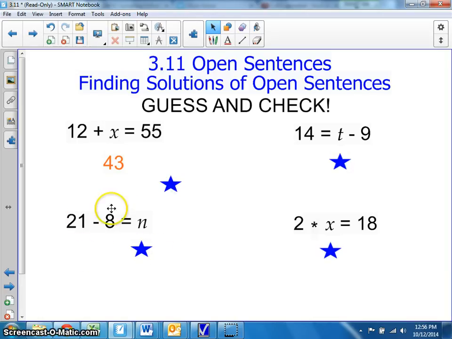This one, try this one on your own. 21 minus 8. Well, you know 21 minus 8. Figure out what n is worth. N equals 13. Now, this one. Let's do this one. 2 times what equals 18? Well, 2 times 9 is 18. So x equals 9.